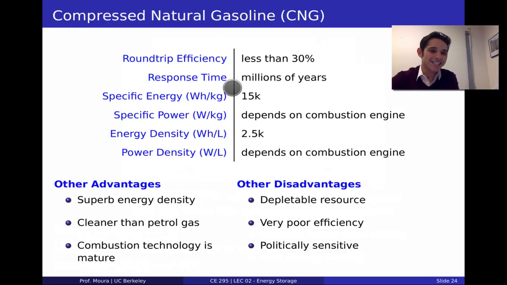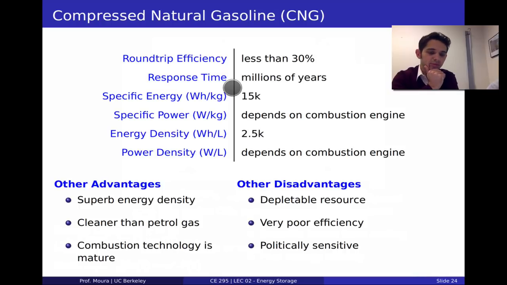What I mean by that is, to store the energy, we have plant matter that will decompose and eventually turn into oil, which we can extract and refine into natural gas or petrol fuel. So the time it takes to actually store it is not so useful. Although once we've stored it as liquid fuel, it's relatively quick to get power. So that's what I mean by millions of years, the round-trip response time.